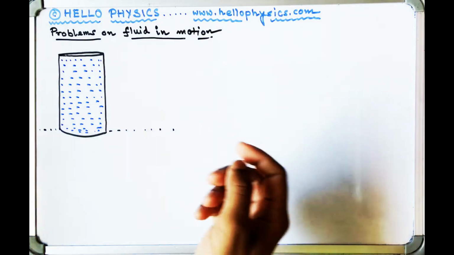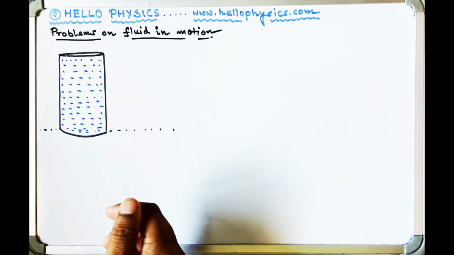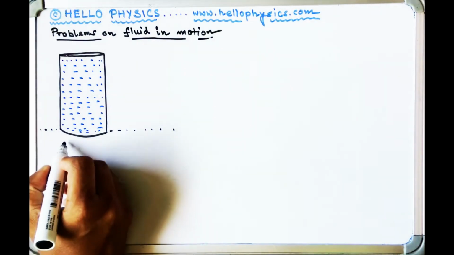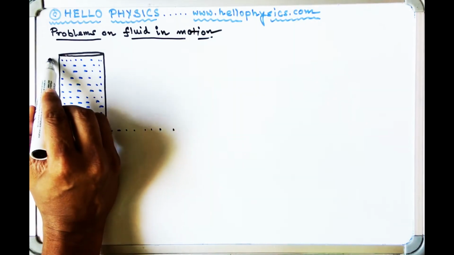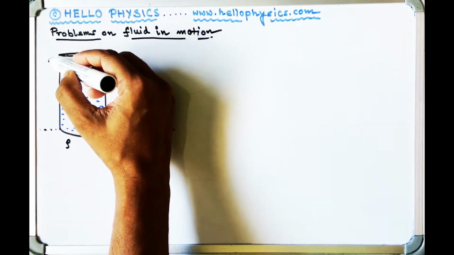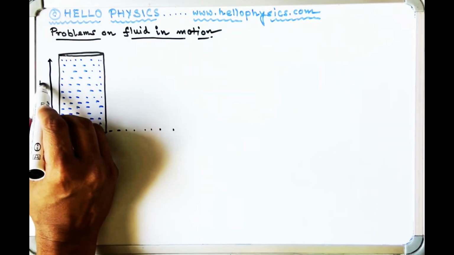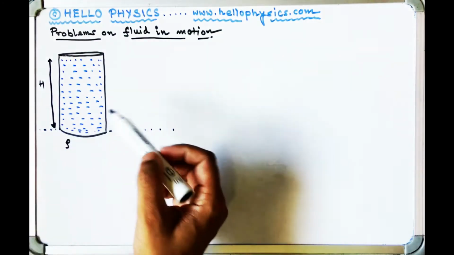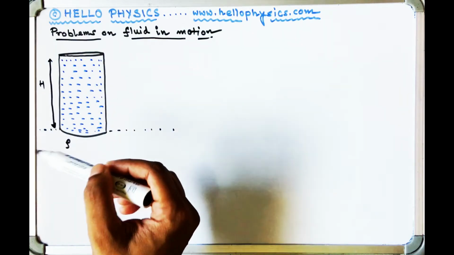In this problem, we have a container containing some fluid inside it. The density of the fluid is rho and the height till which the fluid or liquid is present inside the container is, let's say, equal to h. So the container contains the liquid which has a density of rho.